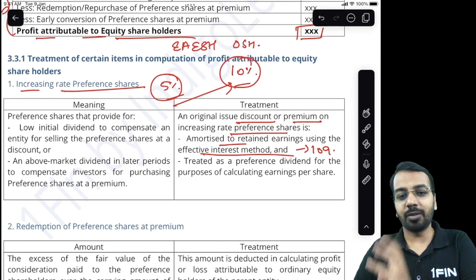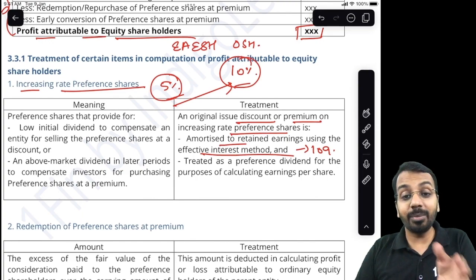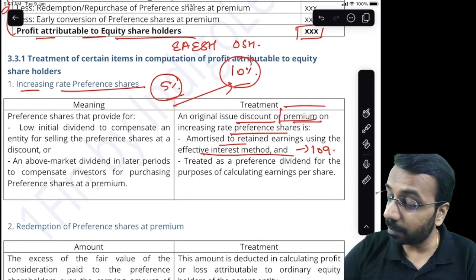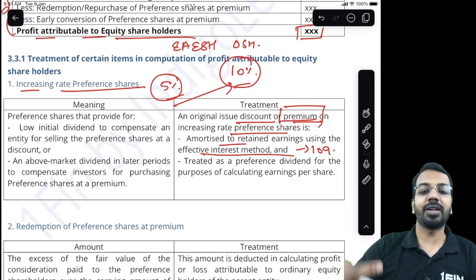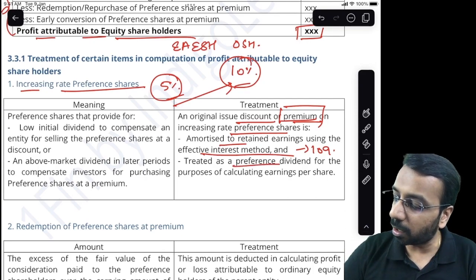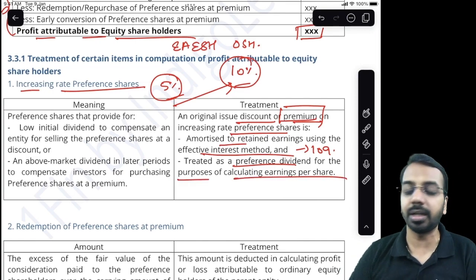Subsequently, I will give you a higher rate dividend, and I will also redeem it at a premium. So that premium is amortized using the effective interest method, and this premium is considered to be a preference dividend for the purpose of calculating earnings per share.